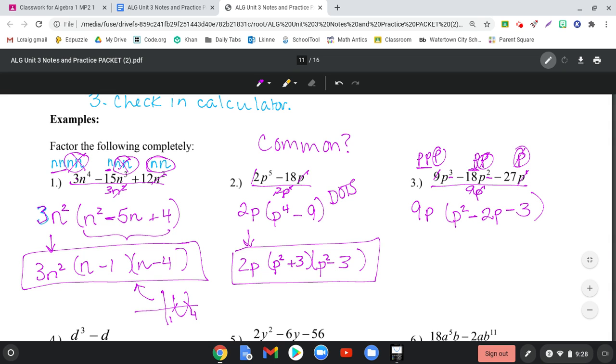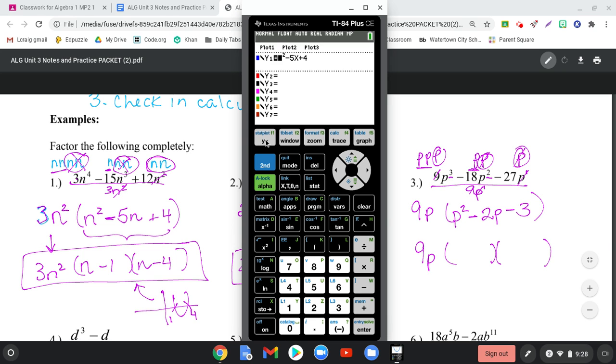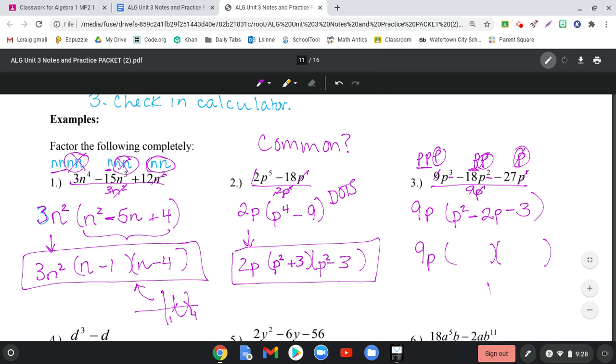All right, and then once again, it says factor completely, so I'll bring this 9p down, and I want to break my parentheses up even further. I'm going to go right to my calculator, go to y equals. And again, no matter what the variable, use x squared minus 2x minus 3. Take a look at the graph. It's hitting at -1 and 3. So in parentheses, it would be p plus 1, p minus 3.